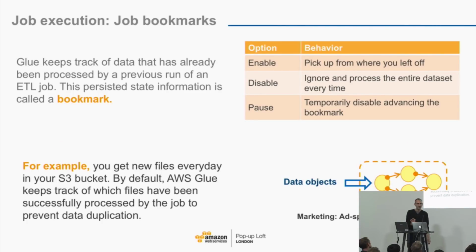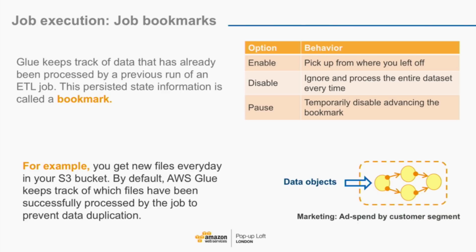Jobs also have this concept of bookmarks. So we maintain some state regarding the data that we've previously processed. So if you're running a job on a periodic basis against data that's landing in S3, we don't want to rerun it over the entirety of that S3 data. We only want to process the new files that have landed in S3. That's exactly what bookmarks allow.